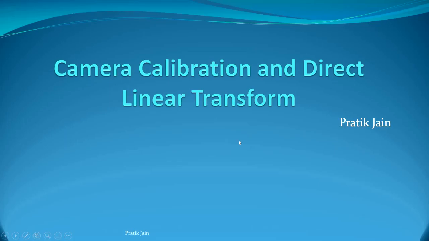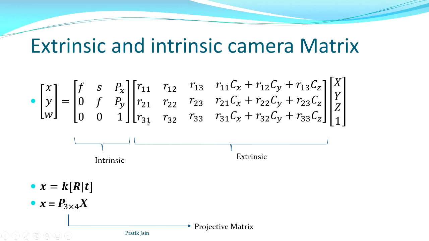Hello guys, in this video we are going to see camera calibration, and also one method, the direct linear transform, by which we can get the parameters of the camera, that is the camera matrix. So this is the camera matrix. We have the intrinsic camera matrix and the extrinsic camera matrix.